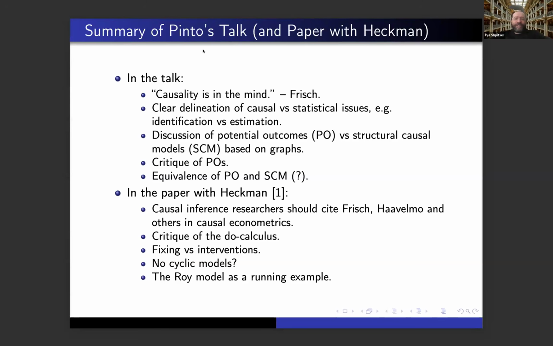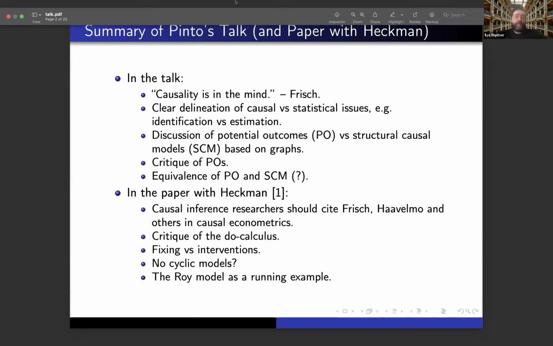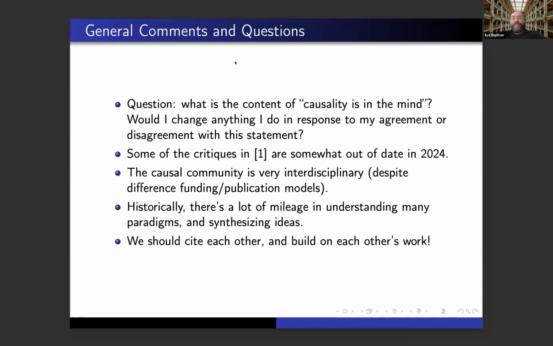So there are a number of points I wanted to address, and here they are listed on the slide. Causality in the mind is a big idea in the paper and in the talk. There is this big idea of delineating clearly causal and statistical issues, discussion of potential outcomes and structural causal models, and the critique of these things, and the discussion of their potential equivalence. There's also kind of a call to cite more econometrics causal work, which is definitely a great idea. There's also a critique of the do-calculus in the paper, and discussion of fixing versus interventions, the perceived lack of ability of structural equation approaches for dealing with cyclic models, and using the Roy model as a running example. So I have some questions and comments in general before I turn to specific things.